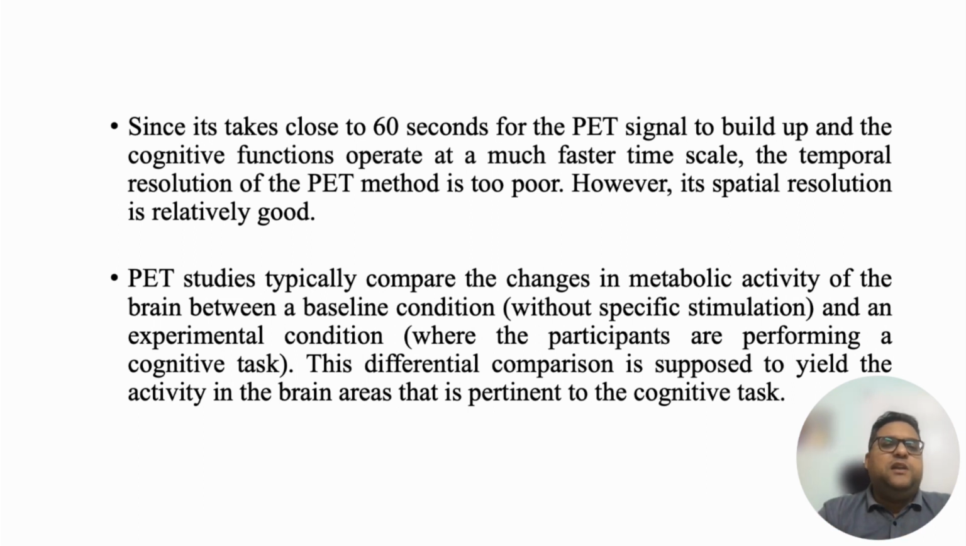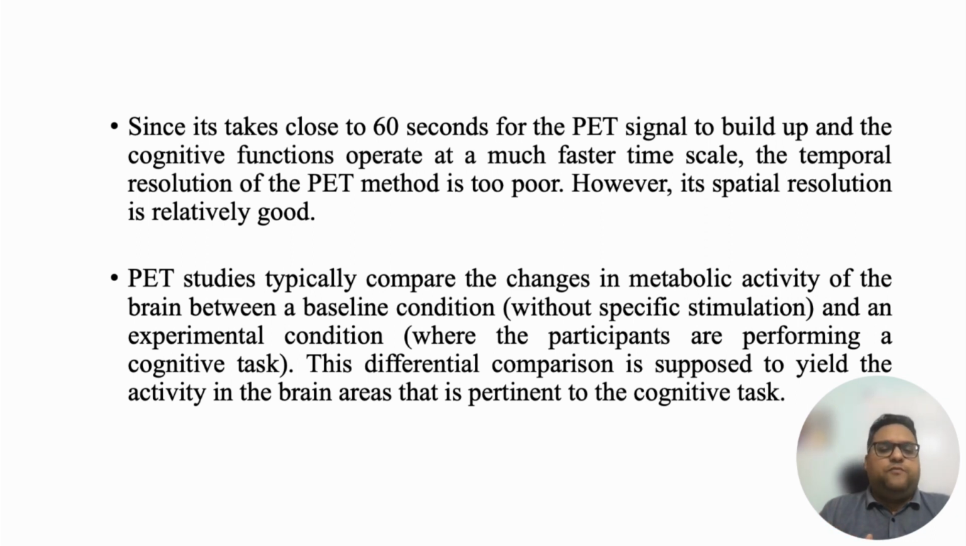PET studies typically compare the changes in the metabolic activity in the brain between a baseline condition, let's say when no task is given, and an experimental condition where the individual is performing a particular task. By subtracting the activation patterns observed in these two conditions, the PET researchers are able to identify which areas of the brain are responsible for which particular task.